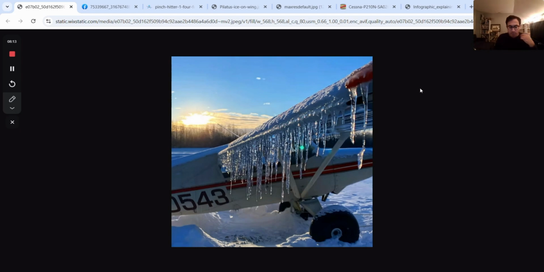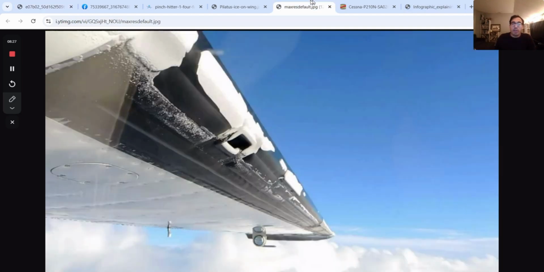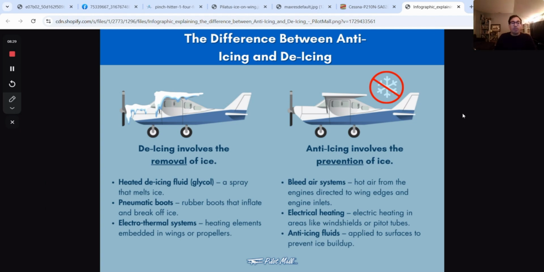Lastly, hopefully, if that's your goal, we'll move on to more advanced aircraft. More advanced airplanes tend to have de-icing and anti-icing systems. So let's talk about those. A de-icing system is when you're removing ice that is already on the airplane, and that can be done a few different ways. One is a de-icing fluid, a TKS fluid. One's a pneumatic boot, and the other is an electrical thermal system.